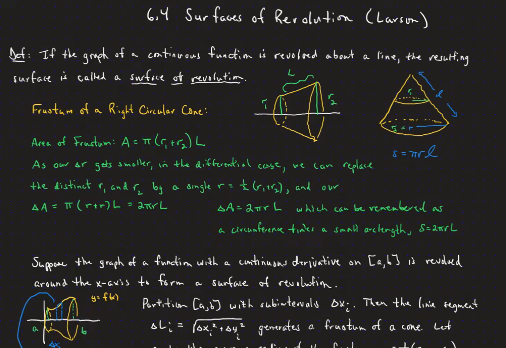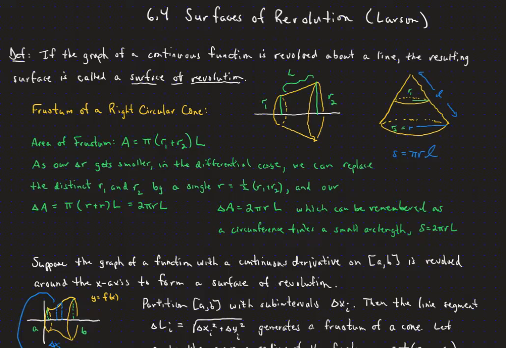In this video, we're going to talk about 6.4, which is not in our book. It's out of the Larson book, talking about surfaces of revolution. This is not an AP topic, so you won't see this on the AP exam, but it's very closely related to our arc length, which we just talked about earlier.